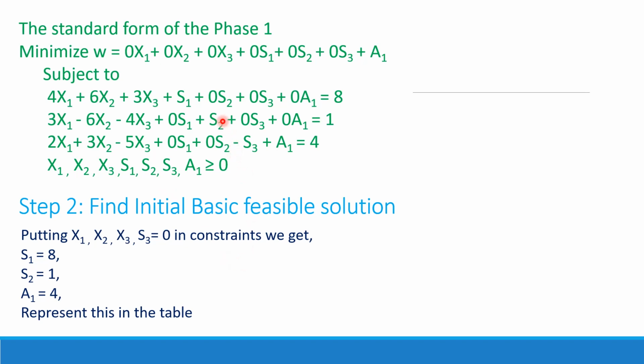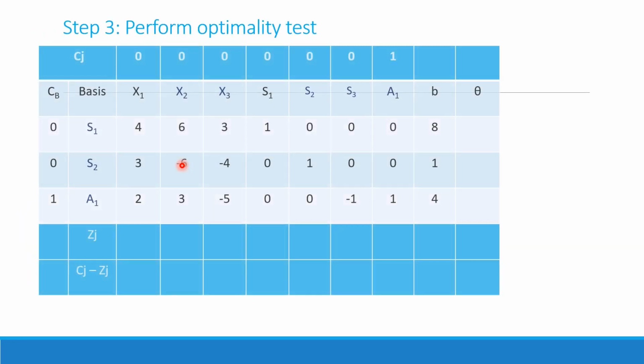After putting these in, I get the value of s1 equal to 8, s2 equal to 1 and a1 equal to 4. These values and coefficients are to be put into the simplex table, and that table is to be solved. As all of you know, this particular row represents the coefficients of the objective function. Our objective function is only A1, so A1 equals 1. The remaining constraints are written here.